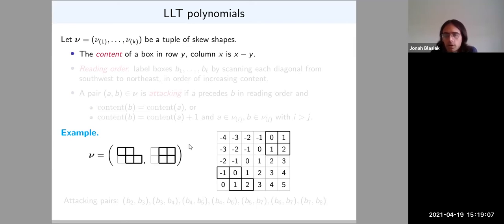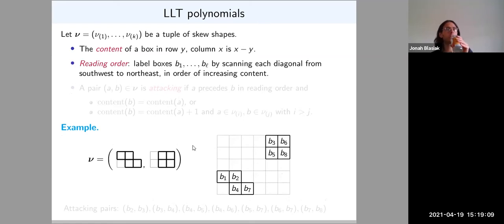All right, and then we're going to give these an ordering by reading by diagonals. So we read, starting in the top left, by diagonals up and to the right like this: B2, B3, B4, B5, B6, and so on. So these are labels for the boxes in this reading order.